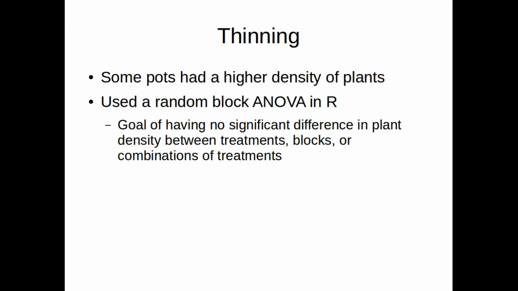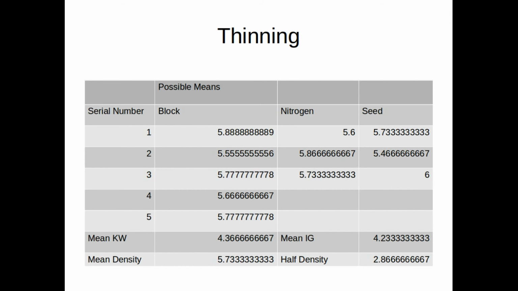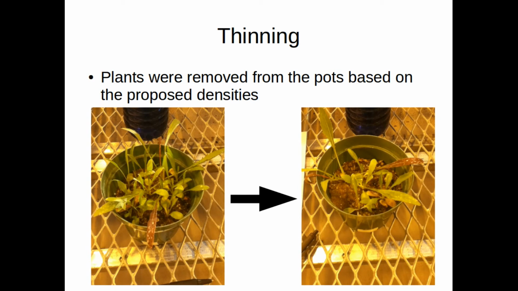The statistics program R was used to run a randomized block analysis of variance, or ANOVA, to make sure that there was no significant difference in proposed plant densities between treatments or combination of treatments. As you can see on this table, the proposed densities for each treatment are much closer together. The results of the ANOVA show that there was not a significant difference between treatments after thinning. The picture on the screen shows one pot before and after it was thinned.